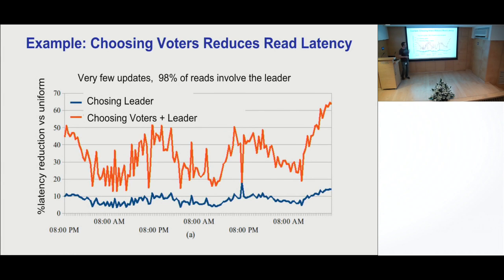But what is perhaps surprising is that this specific database is read heavy. It has 98% of reads. The reason we were surprised is that the voters are supposed to matter for commits. Why do we get such a big improvement for reads, for a read-heavy database? And the reason is simple: the leader is chosen to be one of the voters. By moving voters around, we have more freedom to choose the leader in a better way. And most of the reads here actually involve the leader. So that's how we get this gain.